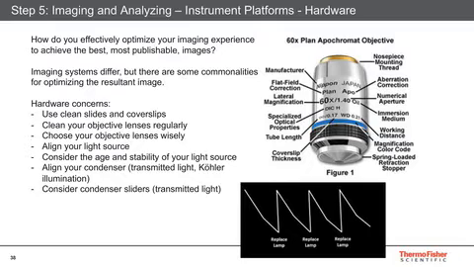Also, align your condenser. If you're doing transmitted light imaging, the condenser lens under the stage for an upright scope or over the stage for an inverted scope has to be aligned and have what's called Köhler illumination. That's where you center the condenser and try to get the best illumination. And those lenses have to be clean too.